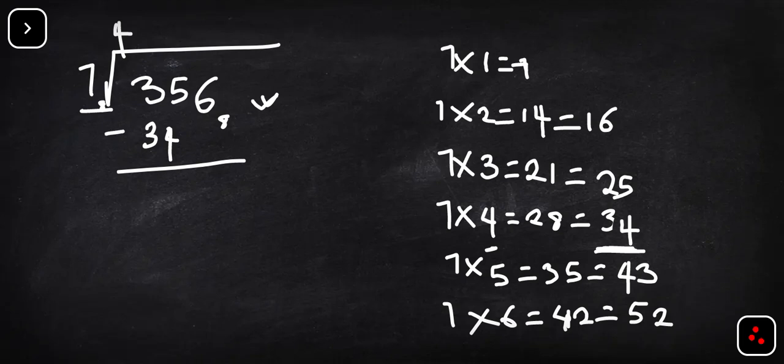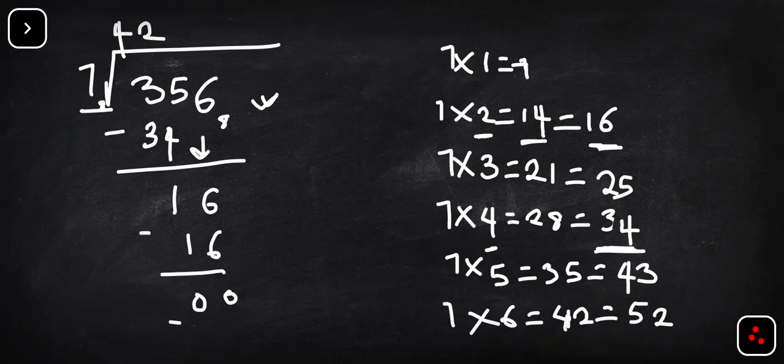Subtract, we get 1, and you bring down the next one, that's 6. Now 7 times what will give you 16 in base 8? It is 7 times 2, which originally will give you 14 in base 10, but in base 8 is 16, so we'll put 2 here. We'll have 16, we'll subtract, we get 0, 0. Alright, so that's the answer. 42 base 8 is the answer when you divide 356 by 7.